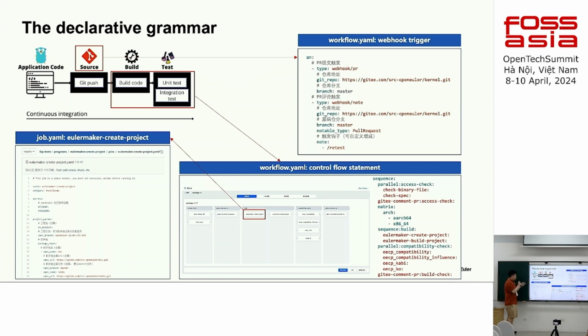About the declarative grammar, it is very similar to GitHub Actions. If you need to define the webhook trigger, you could use the on keyword and announce what kinds of events you need, the Git repo address and the branch, etc. Or you could also use the on keyword to announce a crontab trigger, where we mostly use the interval, how much interval we need to trigger the whole workflow.